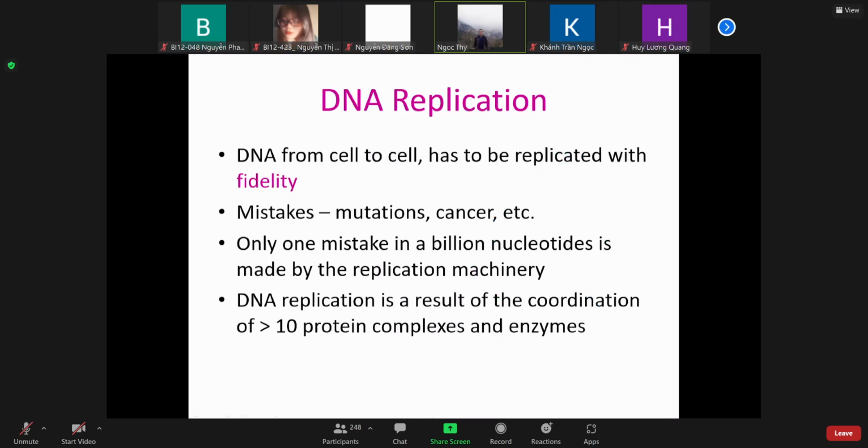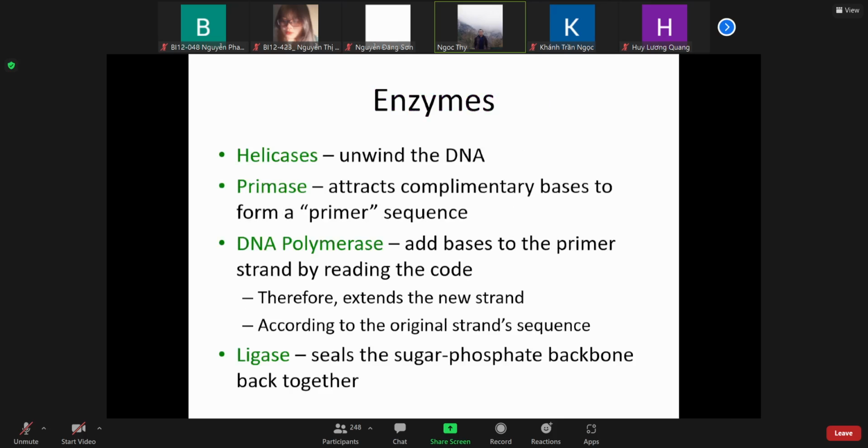DNA replication, like other copy processes in the cell, always has mistakes. Mistakes can cause DNA mutation, and we can discuss it later. But the number of enzymes participating in this process is nearly 100. For now, we just focus on the main enzymes.